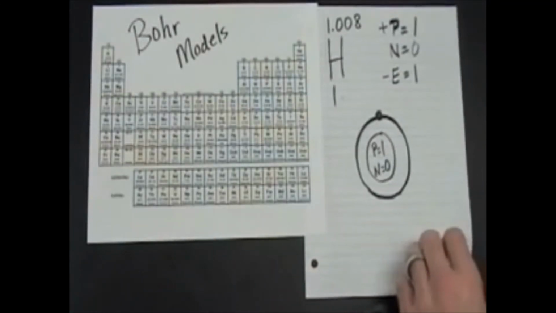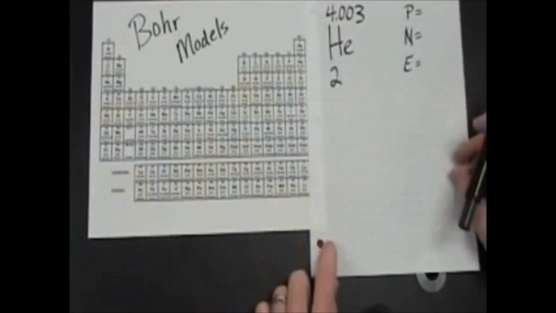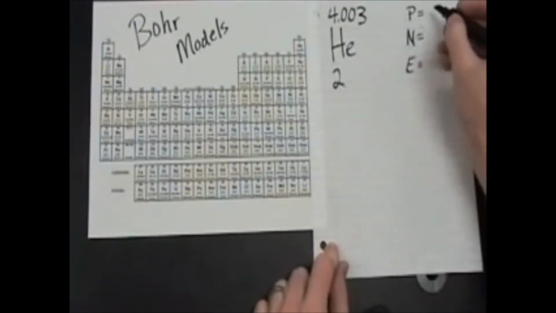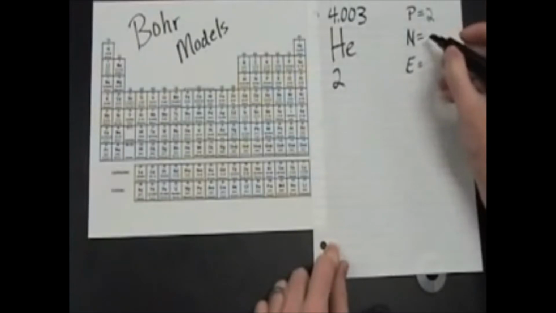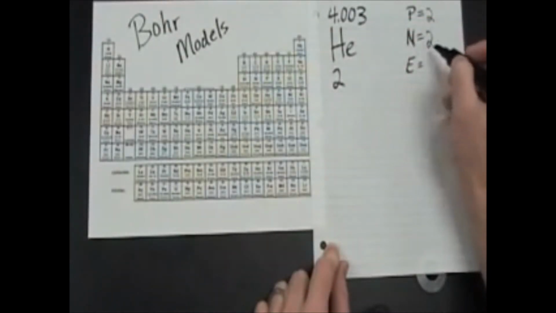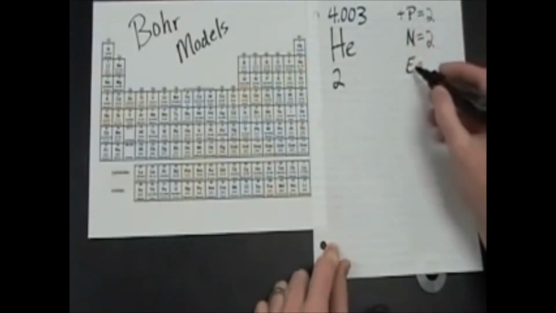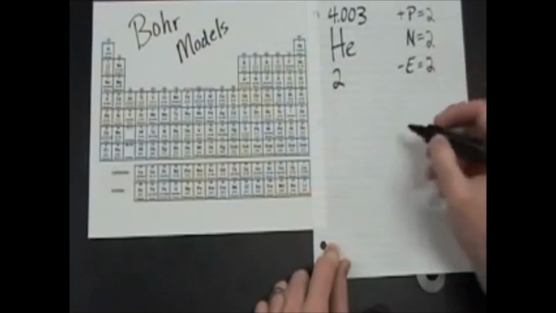Next, let's take a look at helium. If this is our helium, we can see the atomic number is 2, so the protons are 2. The neutrons, we round this to get 4. 4 minus 2 is 2 for the neutrons. We assume that it's neutral. If it's neutral, and the protons are positive with 2, the electrons are negative, so there must also be 2.